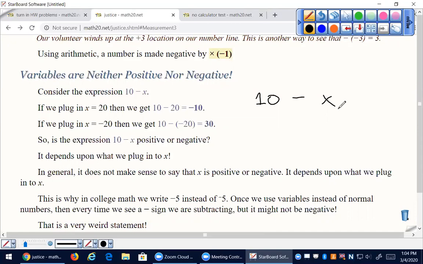This expression itself, the 10 minus x, isn't negative or positive. It depends on what you plug in. And in fact, even if I just have a plain x, it's not negative or positive. If I put in positive 5, it's a positive number. If I put in negative 5, it's a negative number. So if you're going on to Math 60 after this class, the weird thing to get into your brain is that the letters in your stuff don't have an inherent positive or negative value. It depends on what you're plugging in.